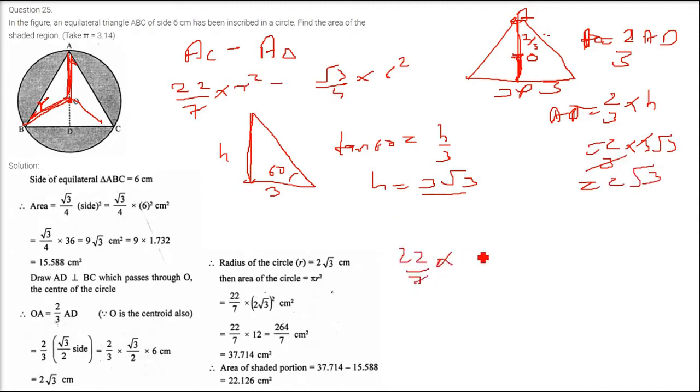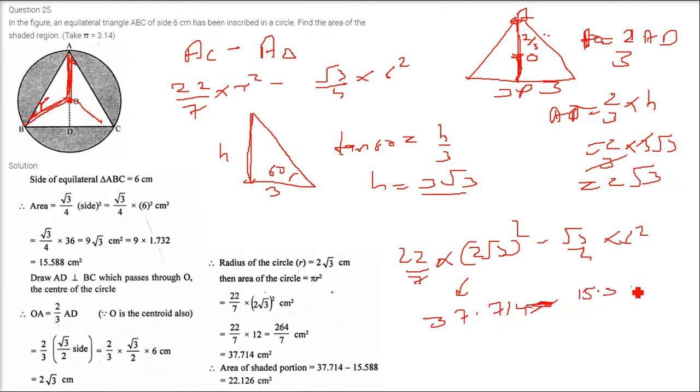So 22/7 into (2 root 3) whole square minus root 3/4 into 6 square. So with this, what do you get? This one is 37.714. This you get as minus 15.588 and you get 22.126 centimeters square.